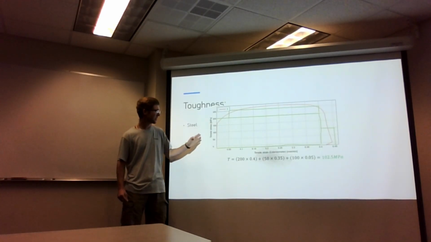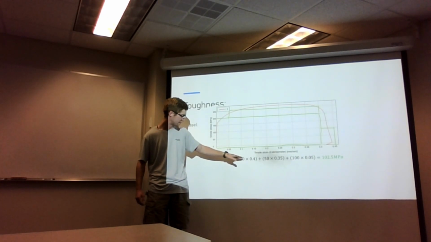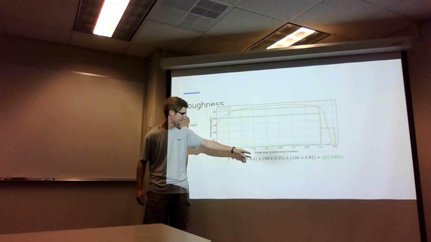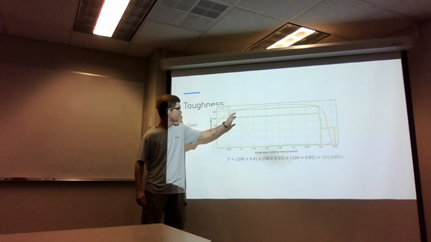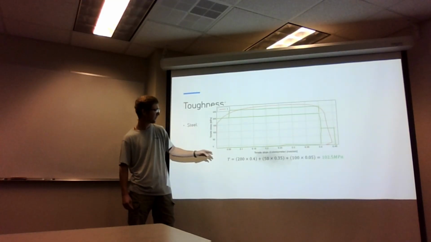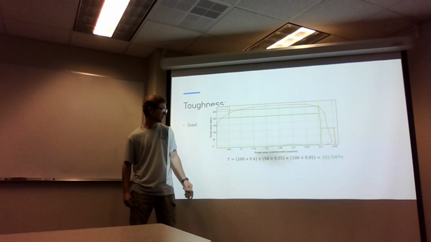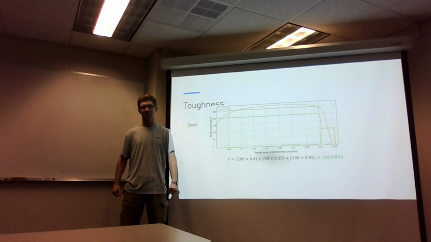And for the steel, did the exact same thing, broke it up into blocks. So 200 times 0.4 plus 50 times 0.35, that's the top, and then plus 100 times 0.05, giving that little block at the end, and that came out to 102.5 megapascals.